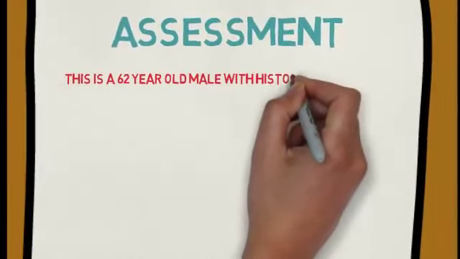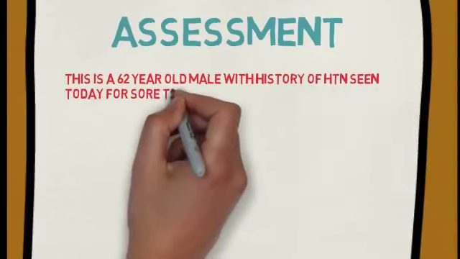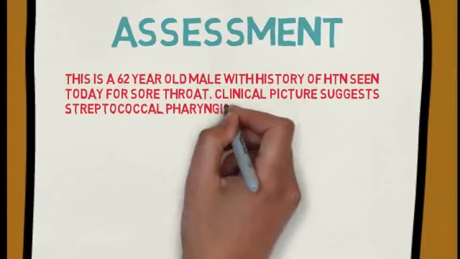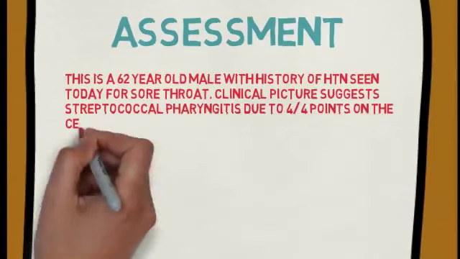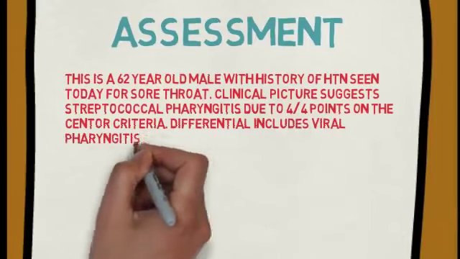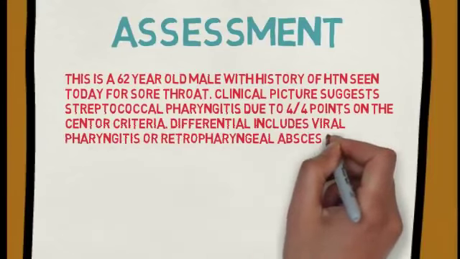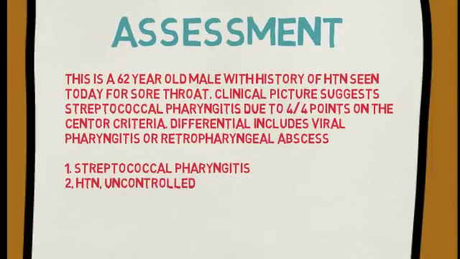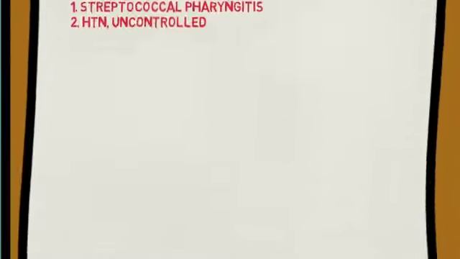Starting with the global assessment, I summarized that the patient is a 62-year-old male with a history of hypertension who's in today with sore throat. Clinical picture suggests Streptococcus pharyngitis due to 4 out of 5 points on the modified Centor criteria. Differential diagnosis includes viral pharyngitis or retropharyngeal abscess. I'm going to diagnose him with Streptococcus pharyngitis and also uncontrolled hypertension.